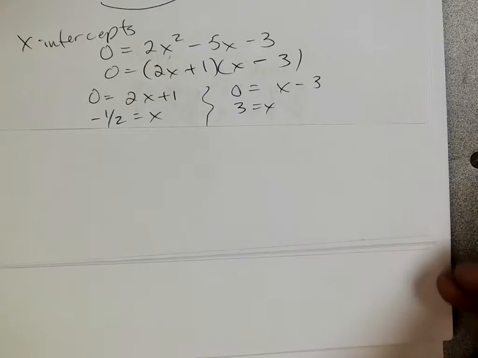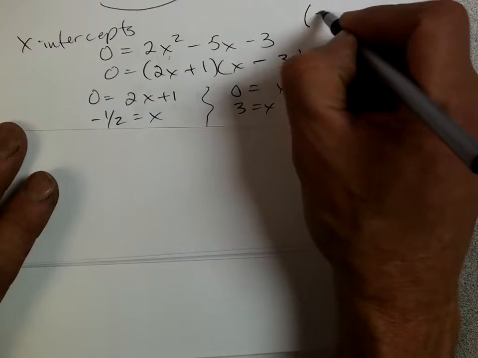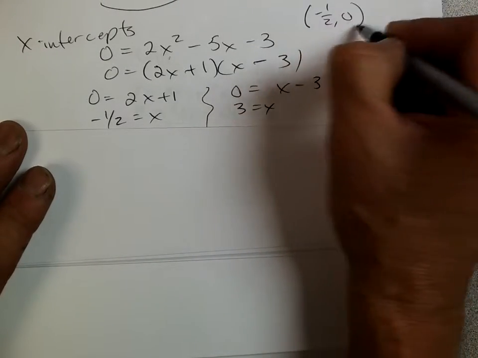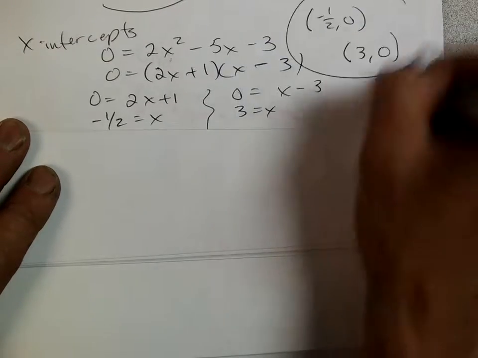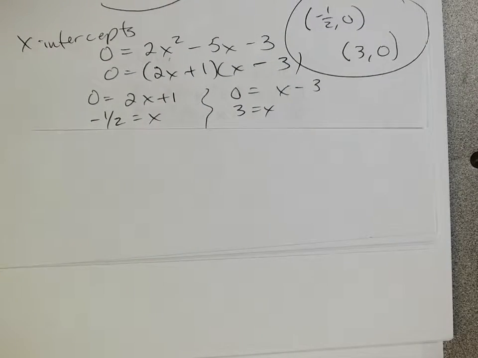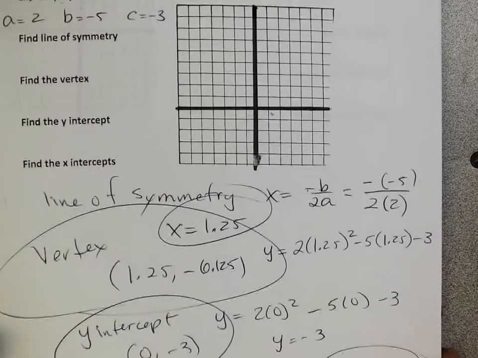So my x-intercepts are where y is 0. As a point, I'm going to have x-intercepts at negative 1/2, 0, and at 3, 0. And I'm going to circle those. I'm going to come back and graph. Okay, now I have all of the important information that I need. So now I'm just going to get my graph, bring it down, and I'm going to graph what I know.